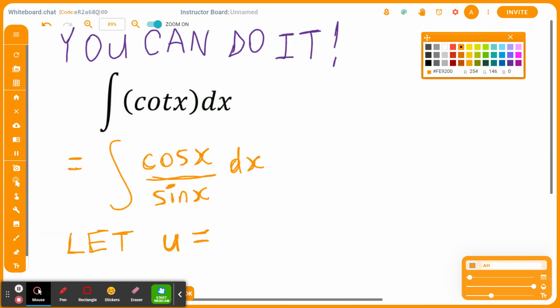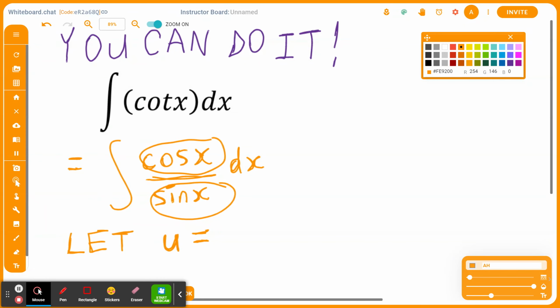So for example, if I look at the denominator, sine x, what happens when I find the derivative of sine x? That's going to be cosine x, which is exactly there. So again, I'll say this one more time. We're going to let u be sine x because the derivative is cosine x.